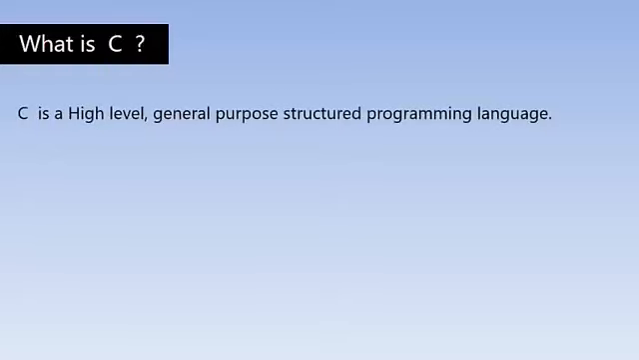So what is C then? What exactly does C language mean? Let us look at that. C is a high level general purpose structured programming language. In the last class we learned the different generations of programming, where I discussed high level and low level languages. C belongs to the high level language category because C uses English like statements, English like sentences in it. That is why it is called a high level language.